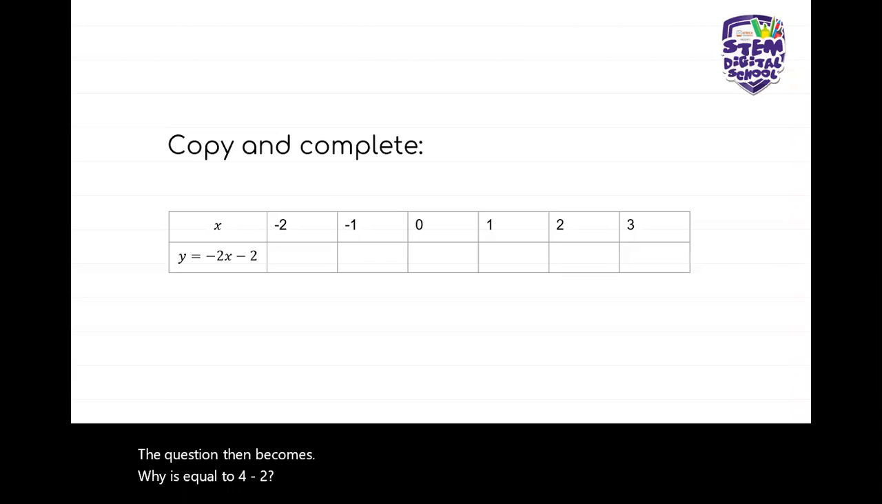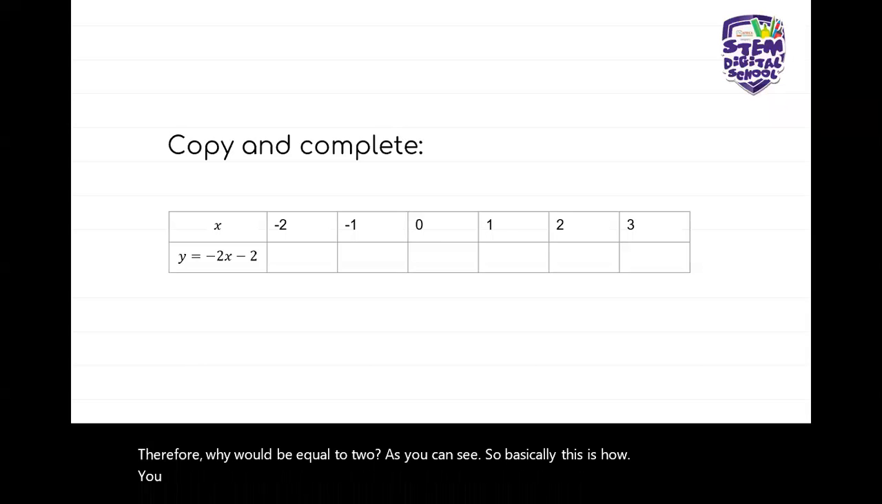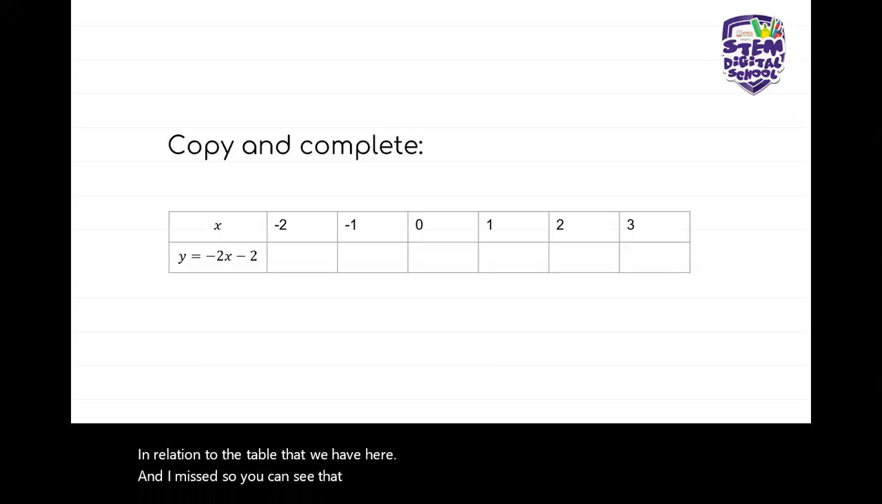And then, of course, your equation becomes y is equal to 4 minus 2. So basically, that is your equation. And as you can see, what is 4 minus 2? What do you get? Is there anyone who wants to answer that? So 4 minus 2 will be 2. Therefore, y will be equal to 2, as you can see. So basically, this is how you proceed in relation to the table that we have here in our midst. So you can see that I've solved the first one there, y is equal to -2x minus 2.